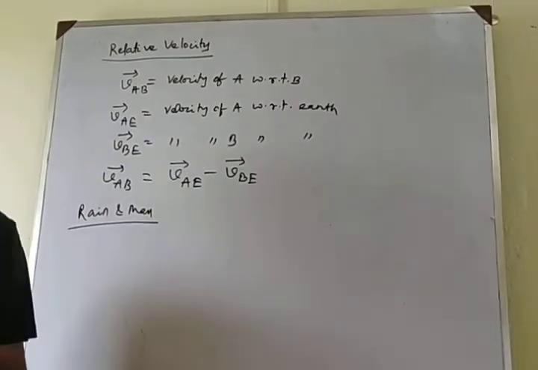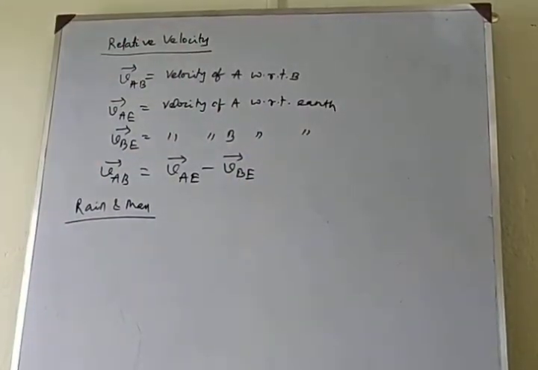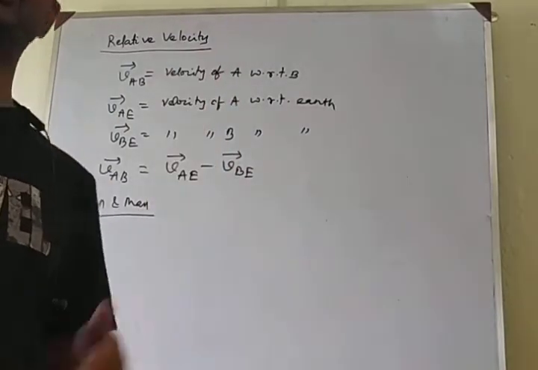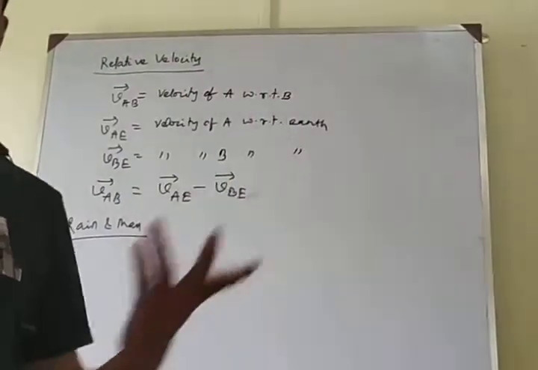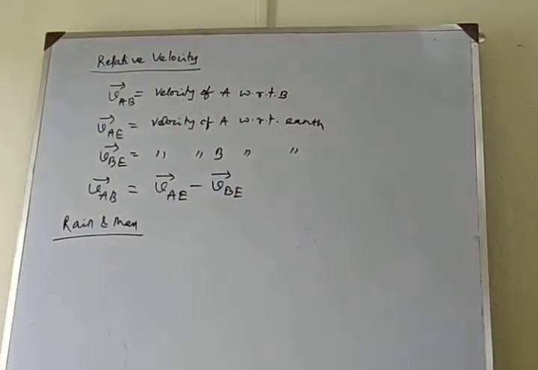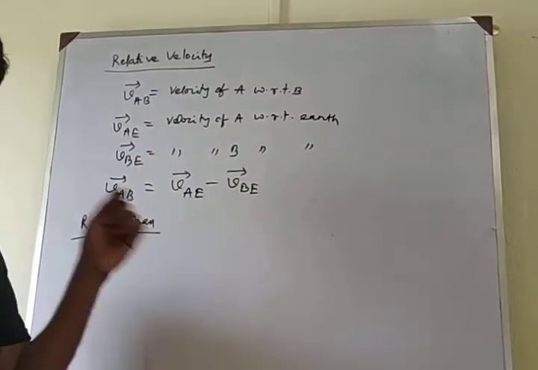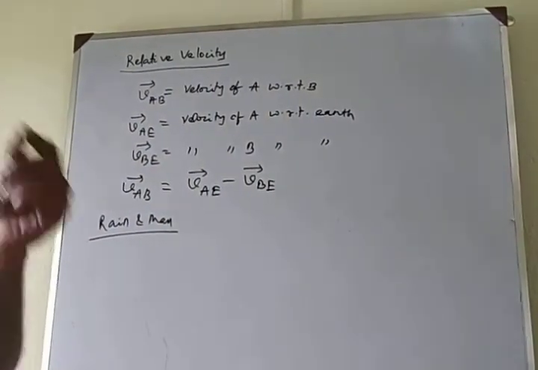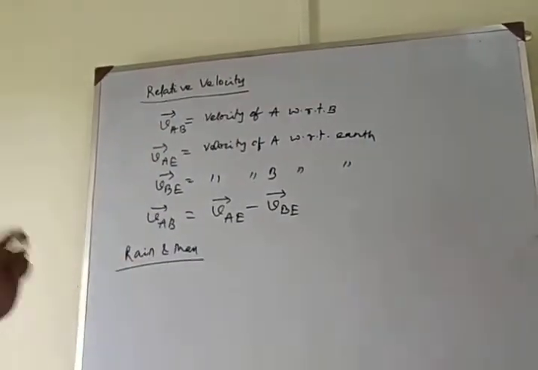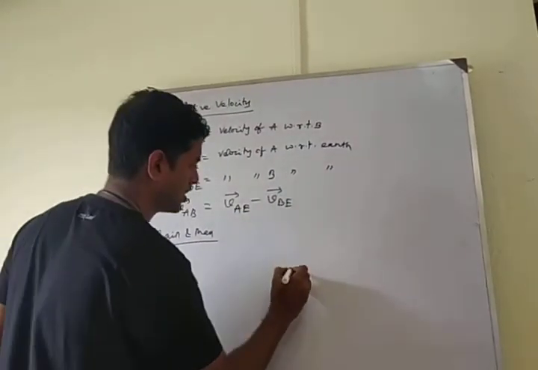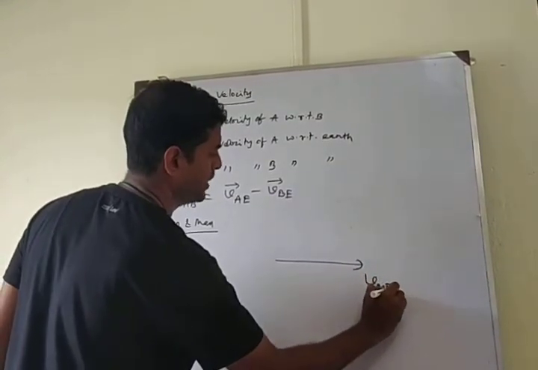So basically, let's say a man is going on a road when rain is falling. The man has to hold an umbrella in order not to get wet from the rain. So this is a special case of relative velocity where we are always calculating velocity of rain with respect to man. We are not going to calculate velocity of man with respect to rain. Let us consider a man going from west to east. Let's say this is the velocity of man with respect to earth.